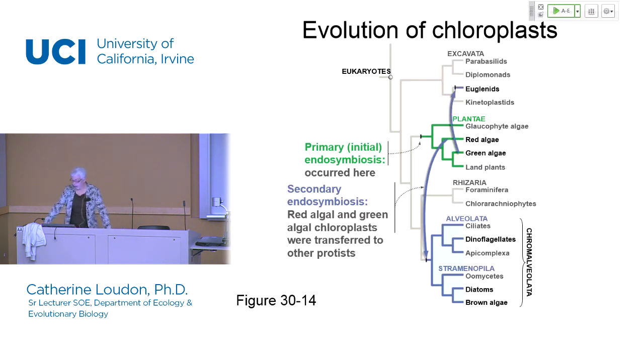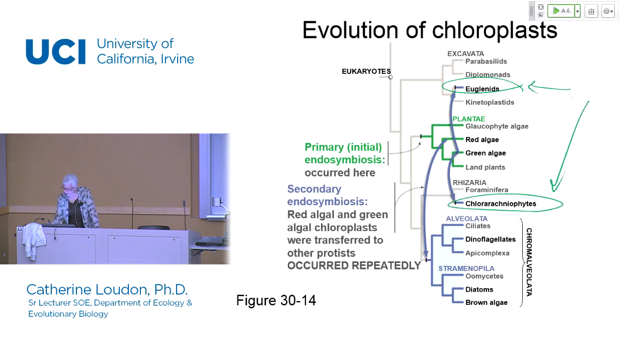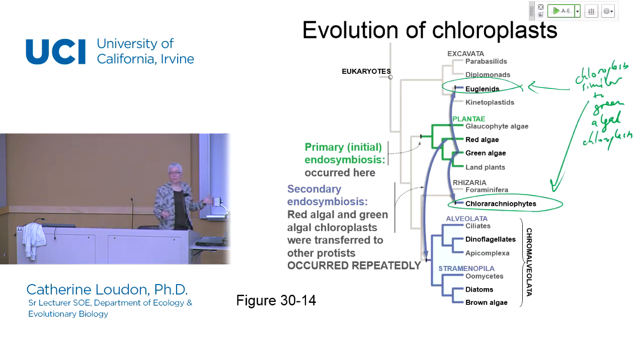And in addition, there are a couple of other groups, this one and this one, in which the chloroplasts are similar to the chloroplasts in green algae, so green algal chloroplasts. Okay, so what's going on here? There's a couple of different possibilities. One is that the phylogenetic tree is in fact incorrect, and that this group down here is actually more closely related to the red algae and shouldn't be over there off on its lonesome.